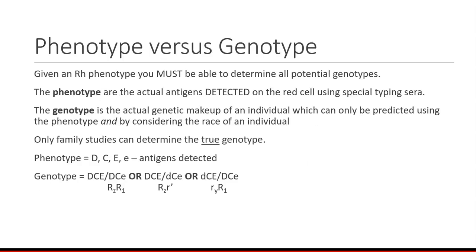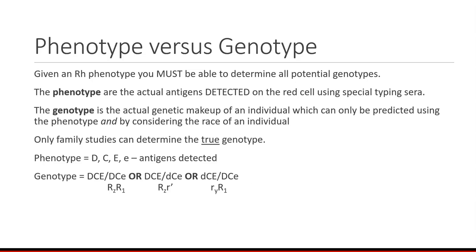Let's revisit phenotype versus genotype, because you will be given an Rh phenotype and you must be able to determine all potential genotypes. And I'll try and give you some tips and tricks to make it a little bit easier. As you recall from the genetics lecture, the phenotype is the actual antigens detected on the red cell using special typing sera. It has nothing to do with genetics per se, it's simply that the antigen is present or absent.